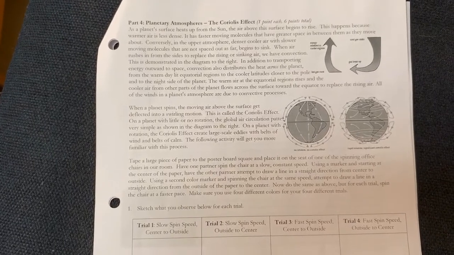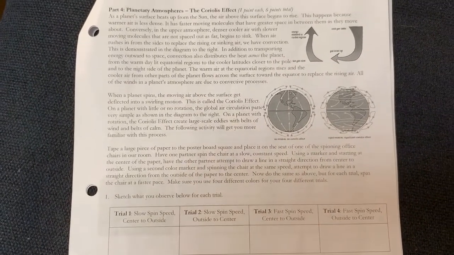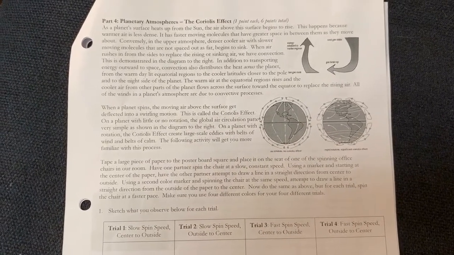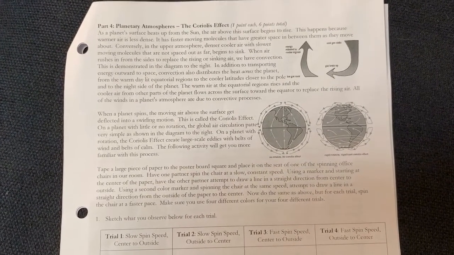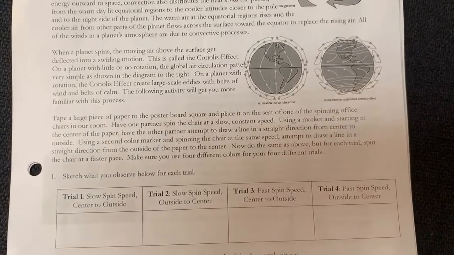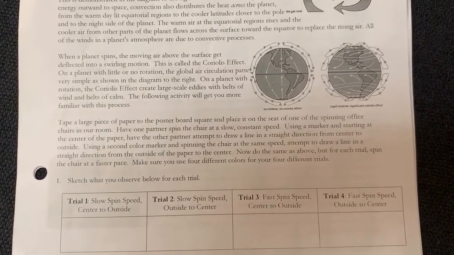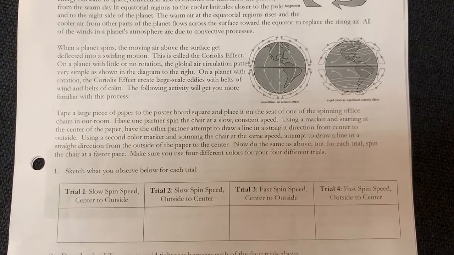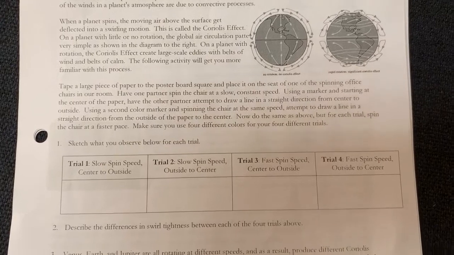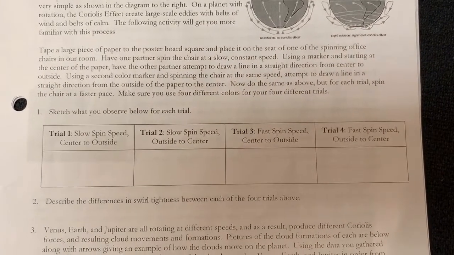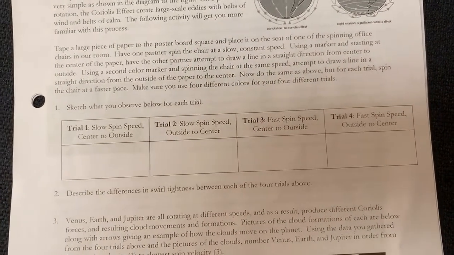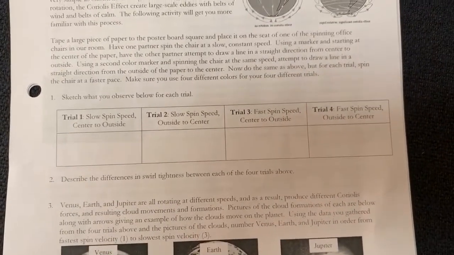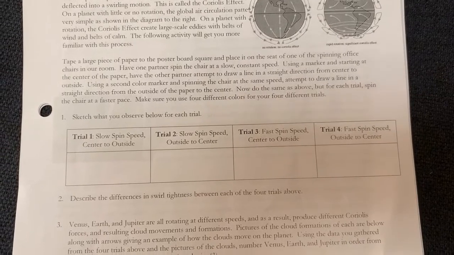Okay, the lab part 4 deals with the Coriolis effect. And you see this section here, it gives a description of how atmospheric circulation takes place, how the air rises in the warm areas and sinks in the cold areas, and when the planet spins, it deflects the winds and causes them to curve and swirl. So the part here is to actually spin a chair and have the piece of paper in the chair and have a marker going out as you spin.